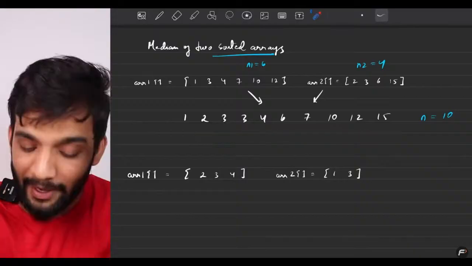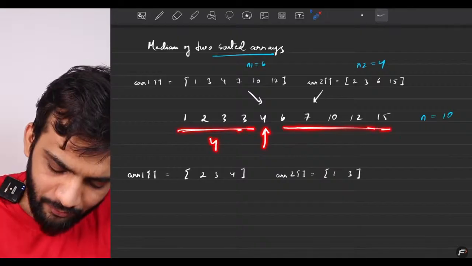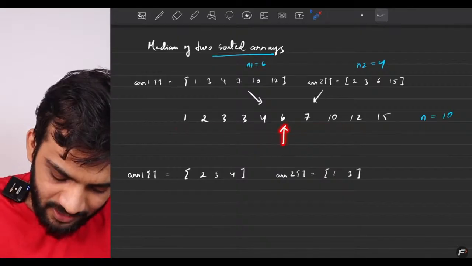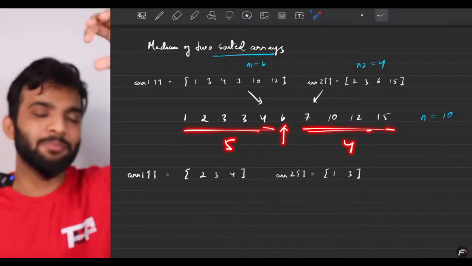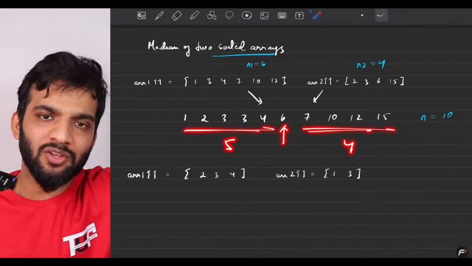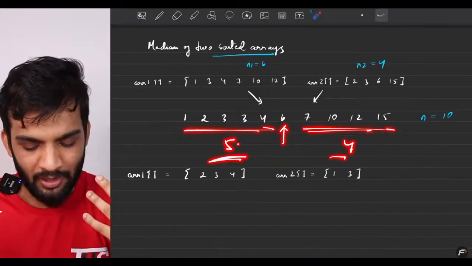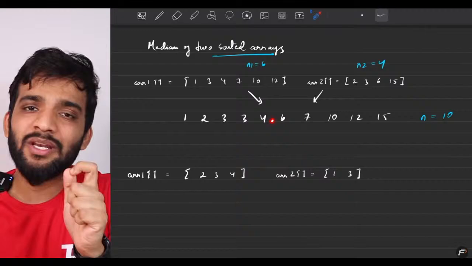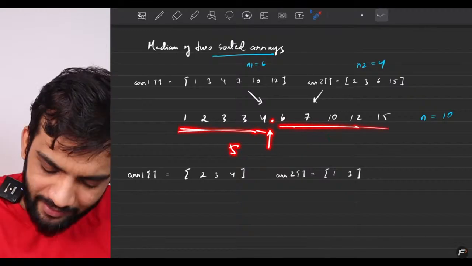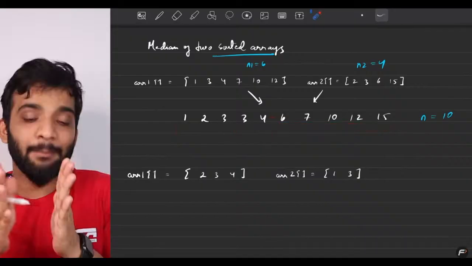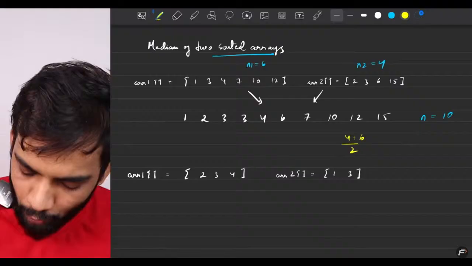I cannot. Why? Because if I stand at 4, there are 4 elements on the left and 5 elements on the right. If I stand at 6, there are 5 elements on the left and 4 elements on the right. So there is no specific median, because median means on the left and on the right there must be an equal number of elements. In this case it is 5 and 4, which are not equal. So can I say the median will be somewhere between 4 and 6? Because if I take somewhere between 4 and 6, on the left there are 5, on the right there are 5, which is equal. So the median is somewhere between 4 and 6, the middle of 4 and 6. So 4 plus 6 by 2, 5 is the median in this case.